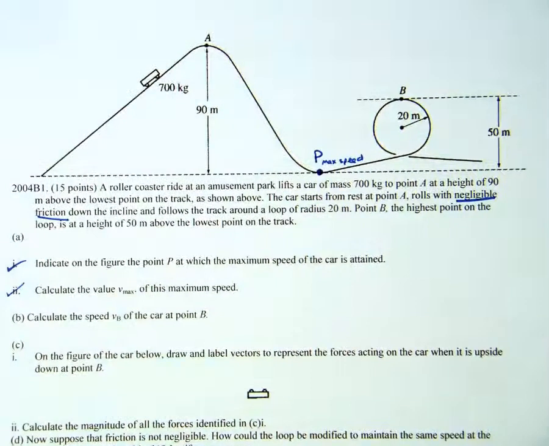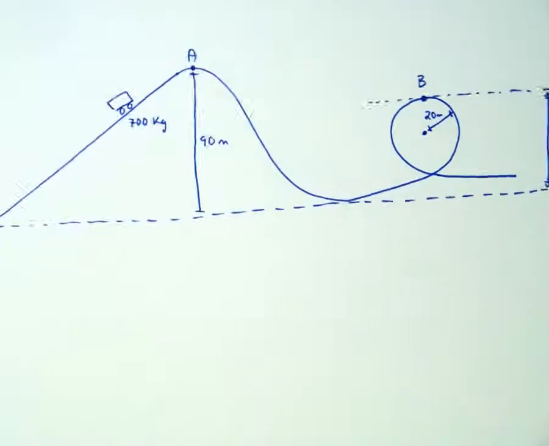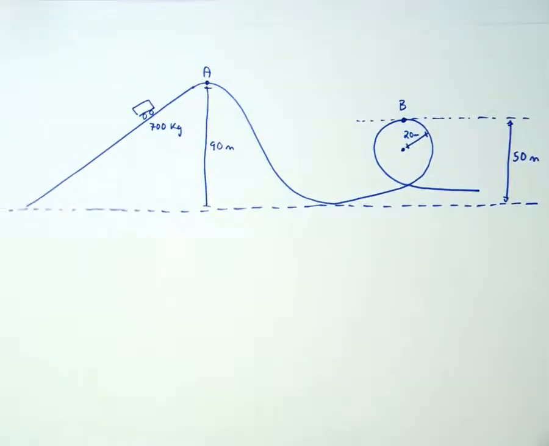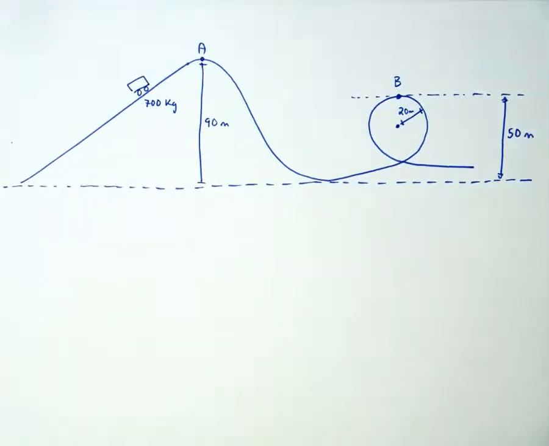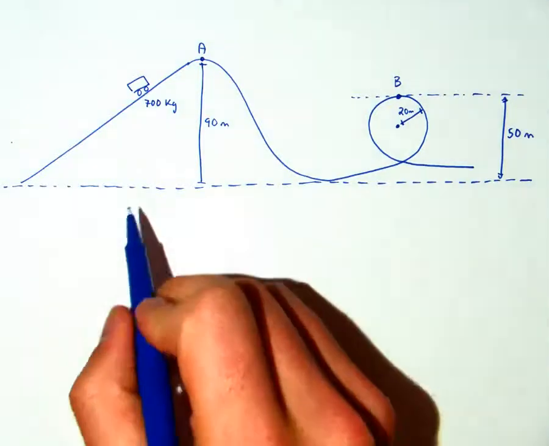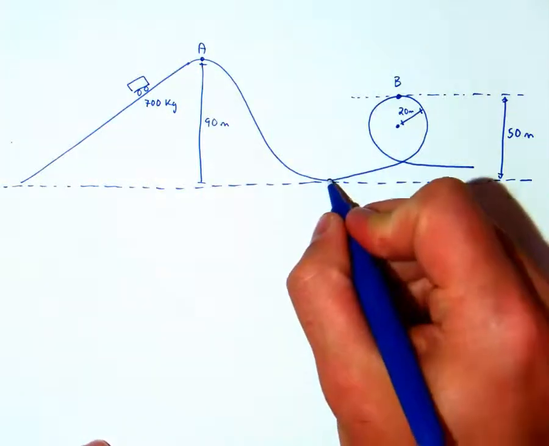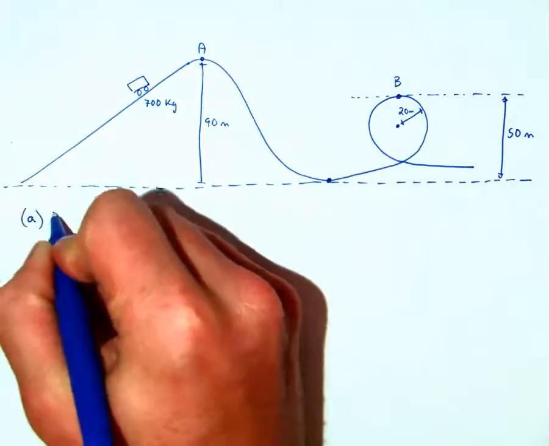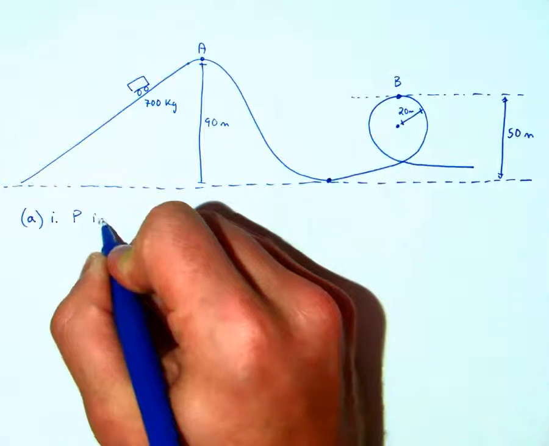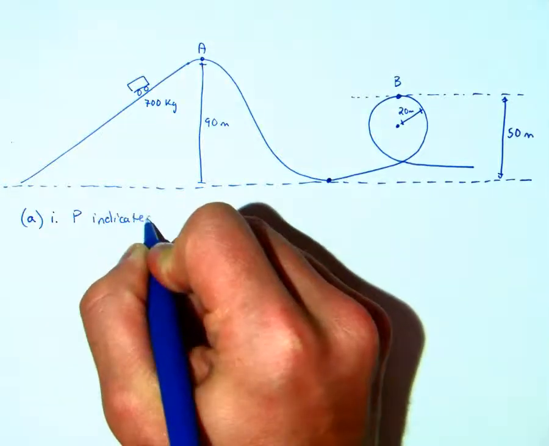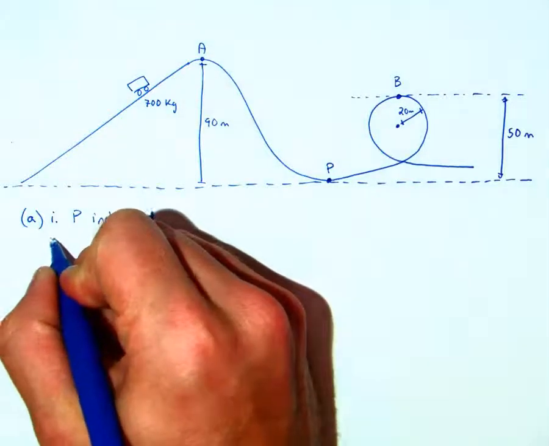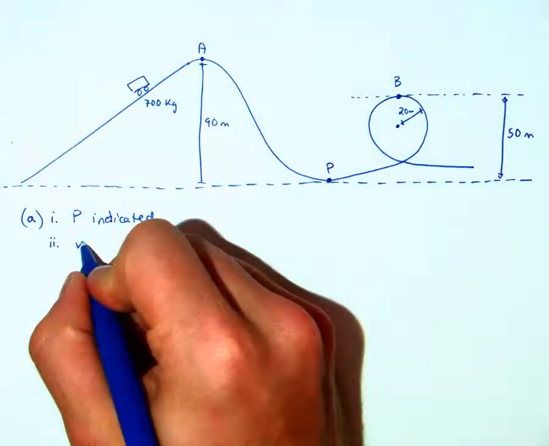So let's take a look at this. I've drawn out a trusty section of this track so that we can do our work here in some space. So the roller cart came up, and we know that at point P, so for part A in this question, point P is indicated at the bottom of this first hill. Question 2 asks, what is the value V max?